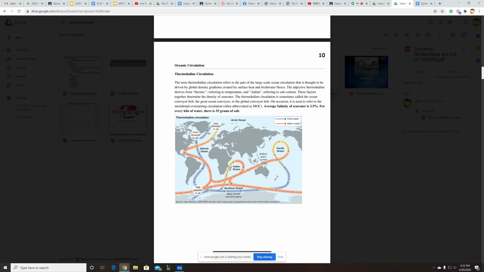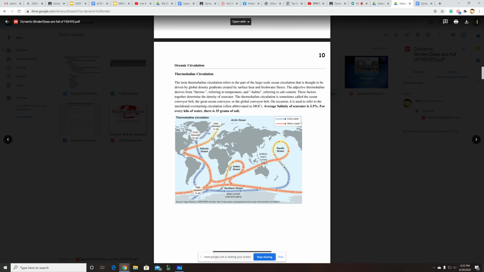The most significant areas you need to know is that when it goes from North America to Europe, this is the key part. It brings in hot water, and then it brings back cold water, and then in the Indian Ocean, any area around this part.